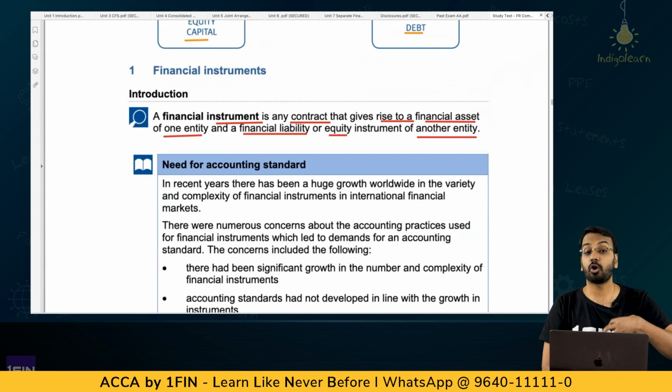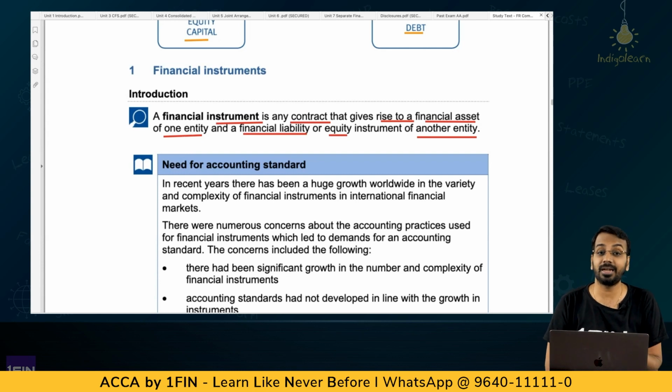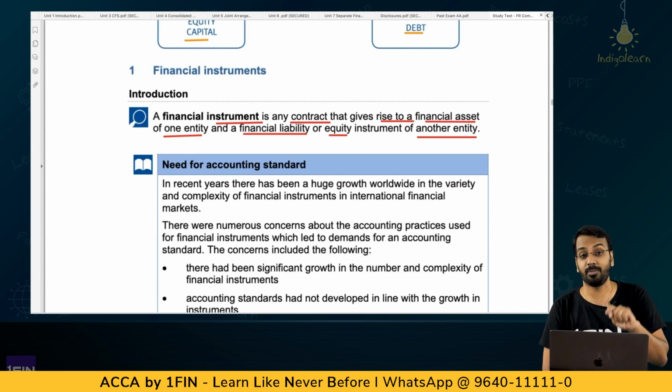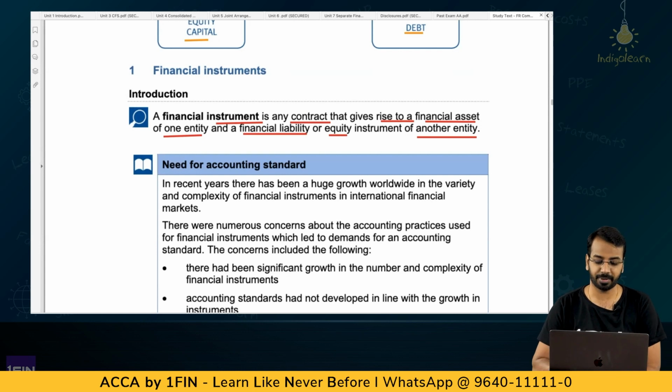Now, there are a lot of receivables which do not arise out of a contract. For example, you have paid advance tax and that advance tax is refundable. Is there any contract between you and the government? There is no contract. Okay. So, in such cases, income taxes paid, payable, receivable, these cases are outside the scope of IFRS 9. So, if there is no contract in place, then that is not covered under financial instruments, right. That is one thing you have to keep in mind.